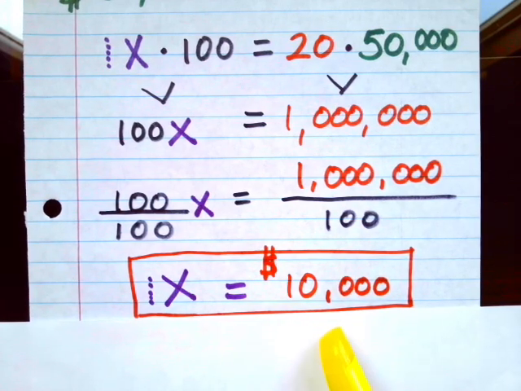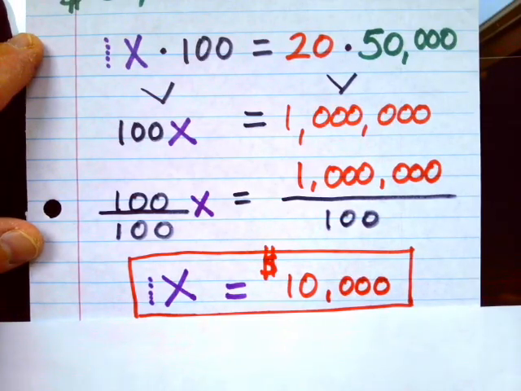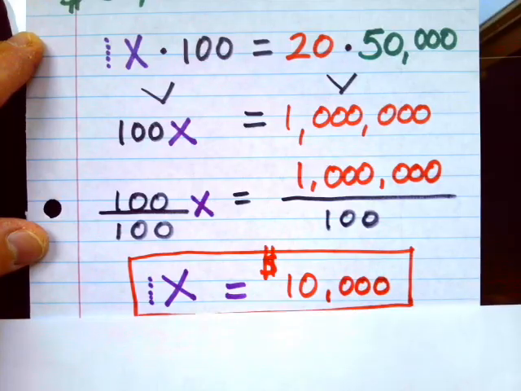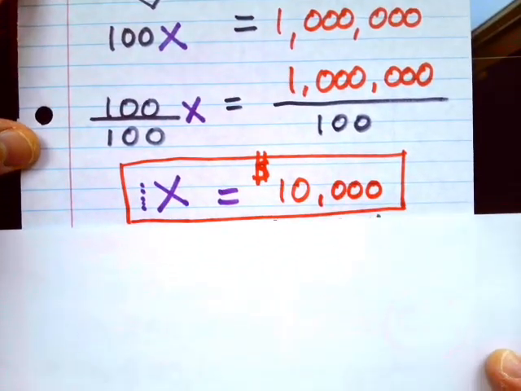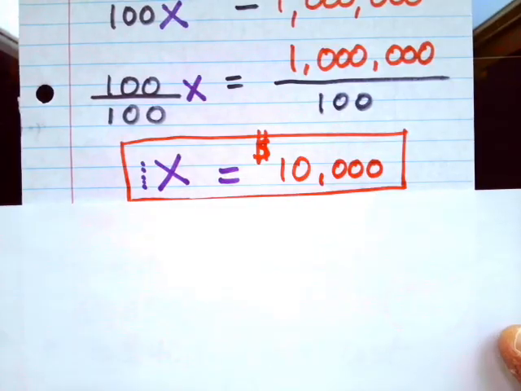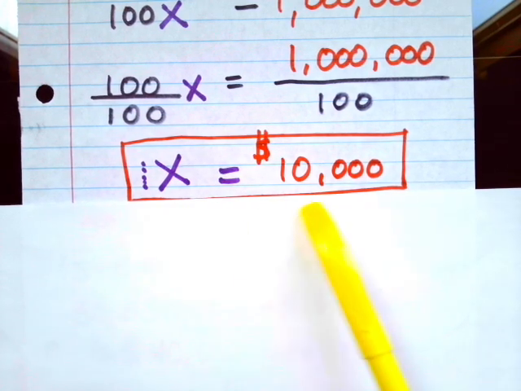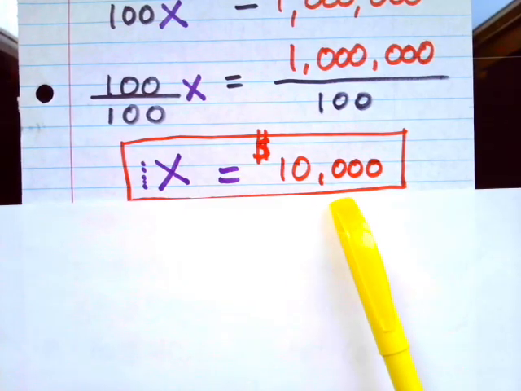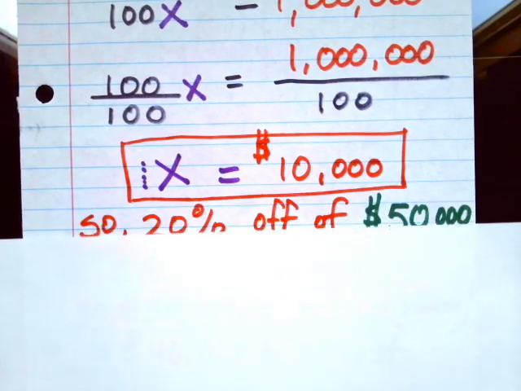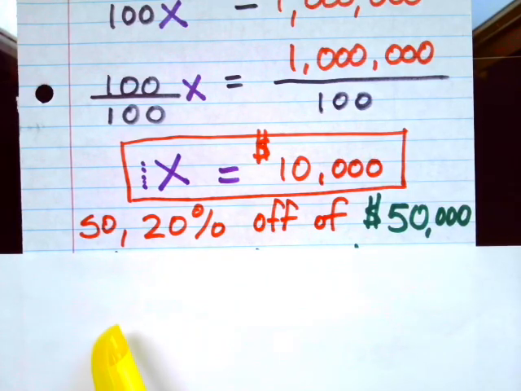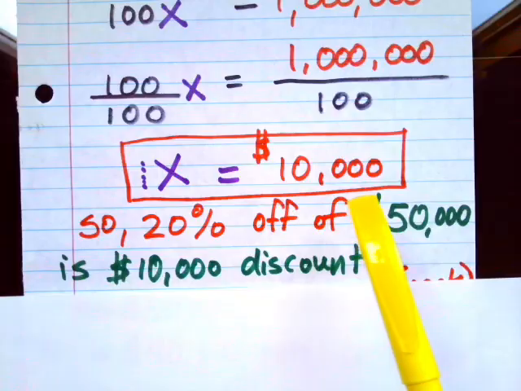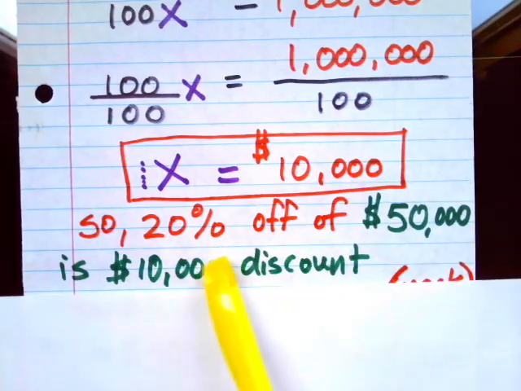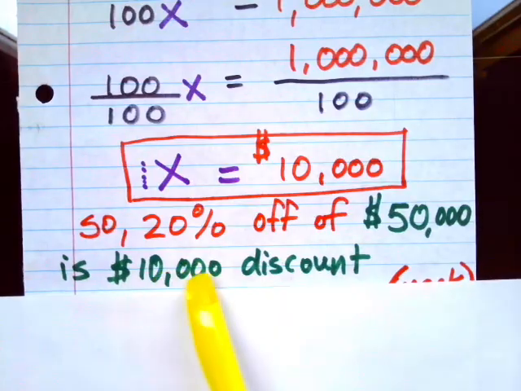Now, many students at this point, when solving a word problem about markups or markdowns, would just say, I'm done. My answer, I'm finished. x equals 10,000. No, you're not quite done yet. You just found 20% of 50,000. So we need to take that value and we need to subtract it. Let's say that's the $10,000, that's 20% off. That 10,000 is the discount.